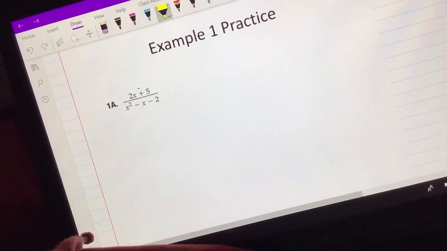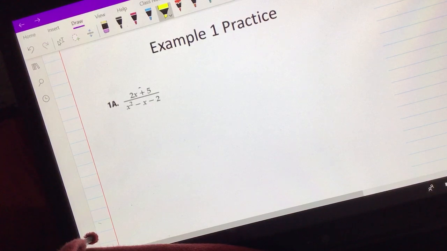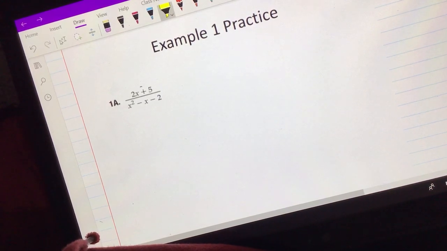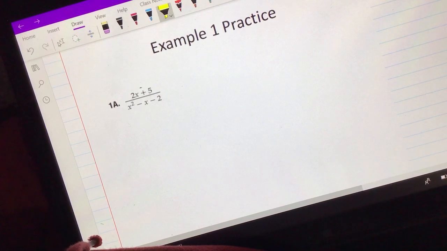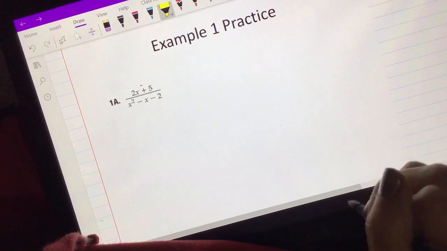Okay, I have 2 problems for you guys to try on your own. Here's the first one. 2x plus 5 over the quantity x squared minus x minus 2. Go ahead and try this. Pause the video and try it by yourself. When you're finished, resume the video. I'm going to show you how to do it so you can check your work.